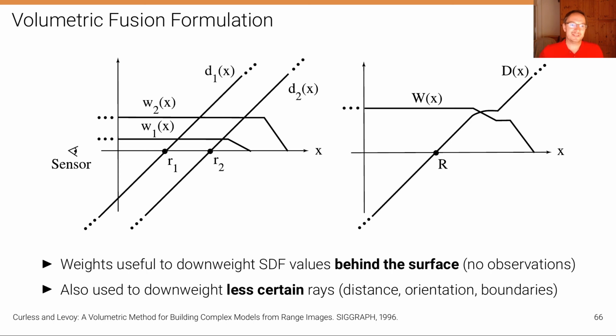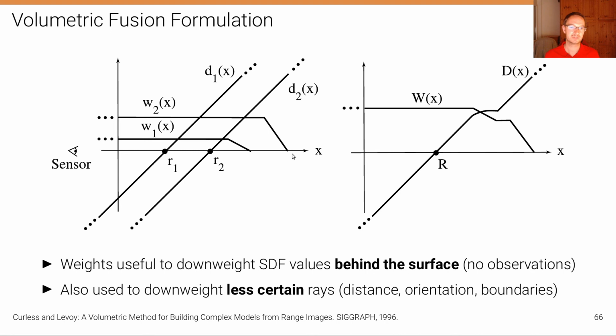Now, what about these weights? We said it's a weighted average. Why do we need weights? Well, there are two reasons why we want to have weights. Here on the left, we can see the signed distance and also two different weight profiles. And here on the right, we can see the fused results. The reason why we have these non-constant weights is that, on one hand, behind the surface, we want the weights to decay.